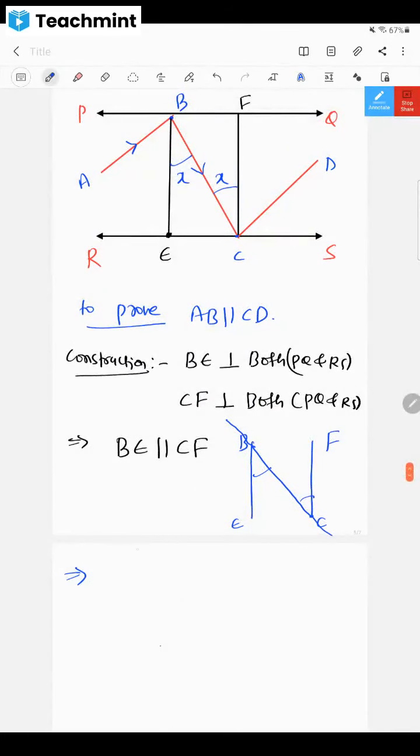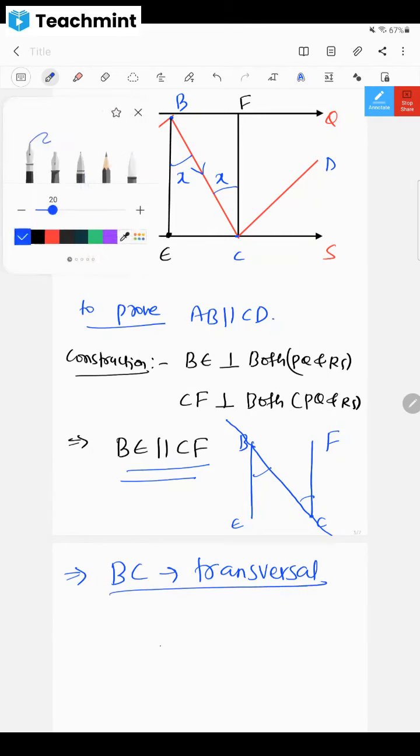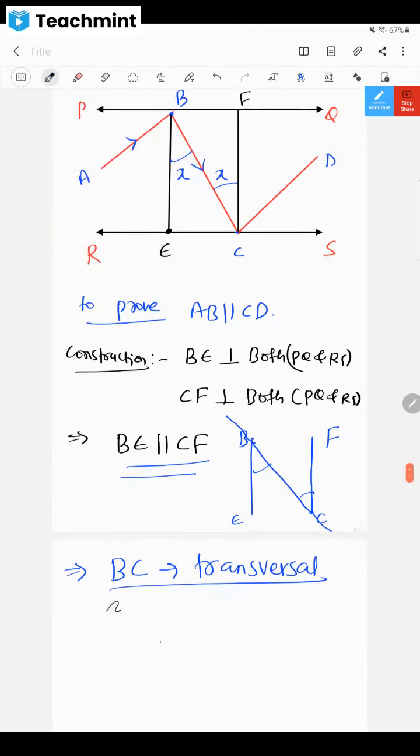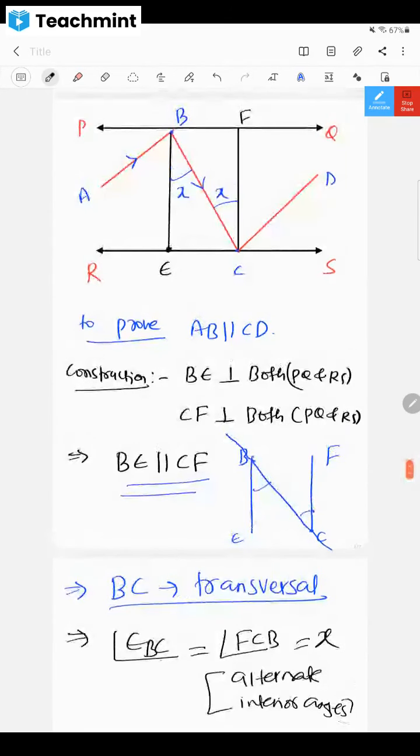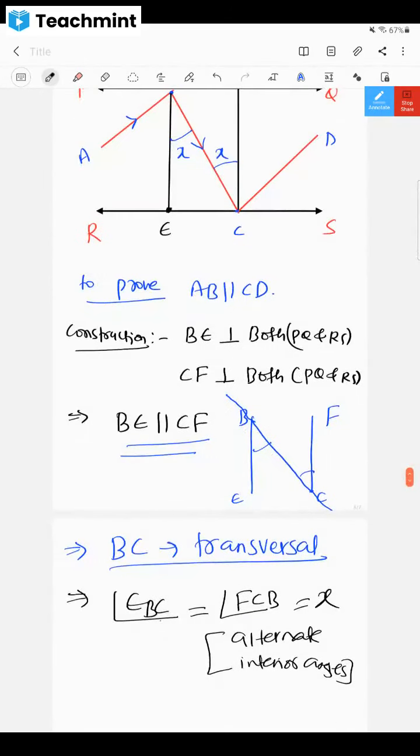That's why I will tell them that BE is parallel to CF, and this BC is the transversal. Once BC has become the transversal, I'm going to have angle EBC equal to angle FCB. Why? Because alternate interior angles. Correct? Alternate interior angles. And I will call them equal to X. Clear, dear children?